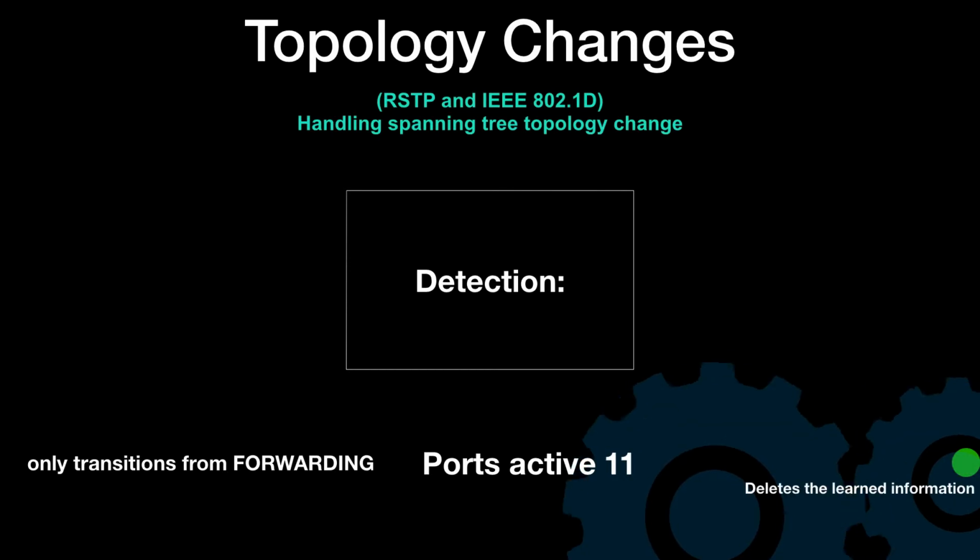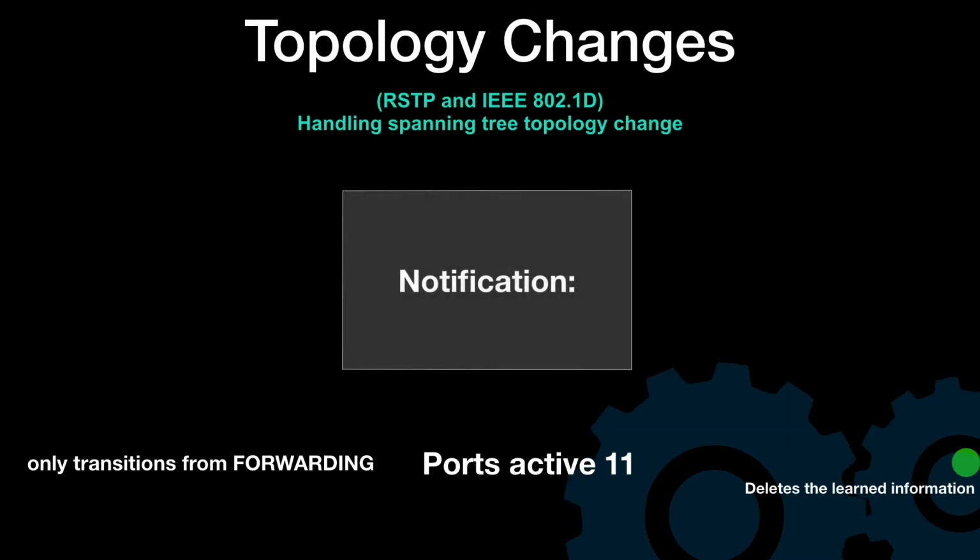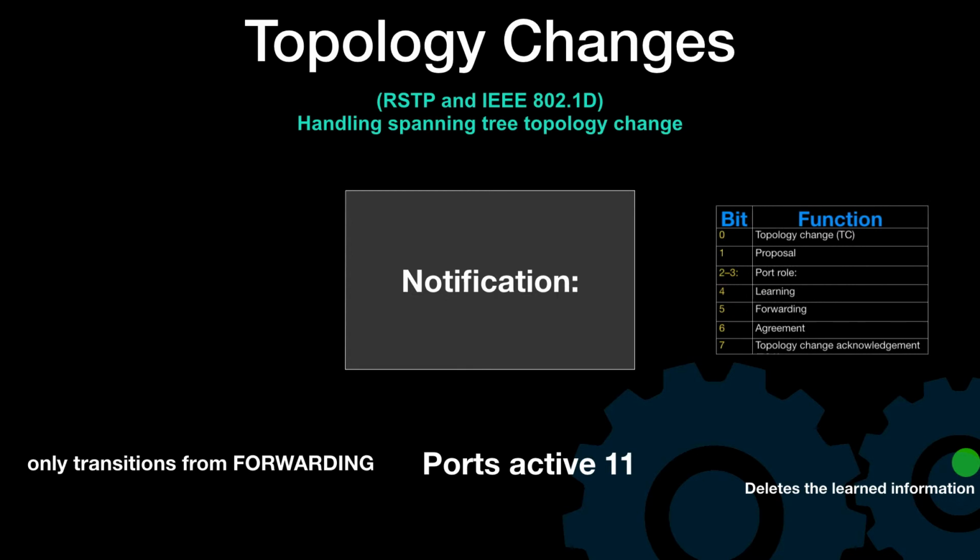When an RSTP device detects a topology change, it deletes the learned information on all of its non-edge ports except on those from which it received the TC notification. Notification. Unlike 802.1d, which uses TCN BPDUs, the RSTP does not use them. However, for 802.1d interoperability, an RSTP device processes and generates TCN BPDUs.